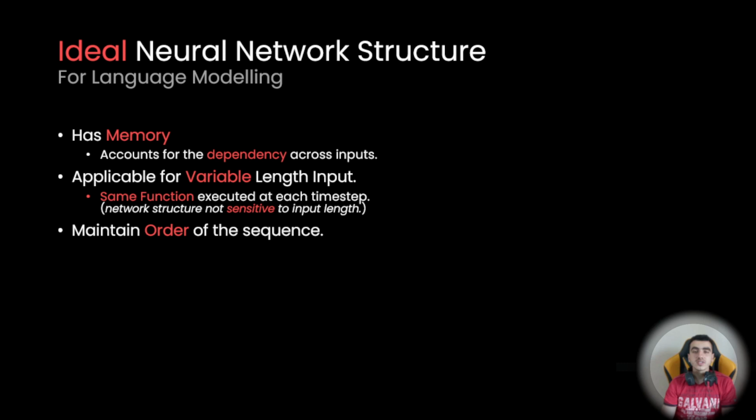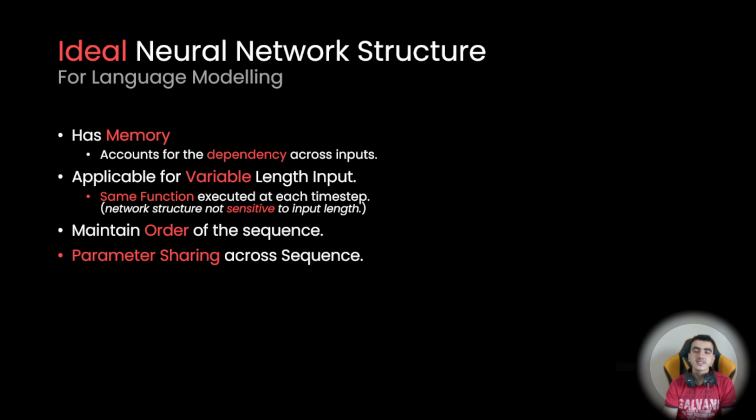The third important property is that the neural network should maintain the order of the sequence. If I shuffle the order of the sequence, it should have a very different interpretation in its output. So the order should be maintained precisely in the neural network.